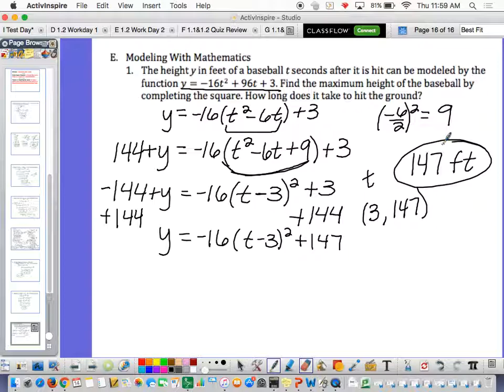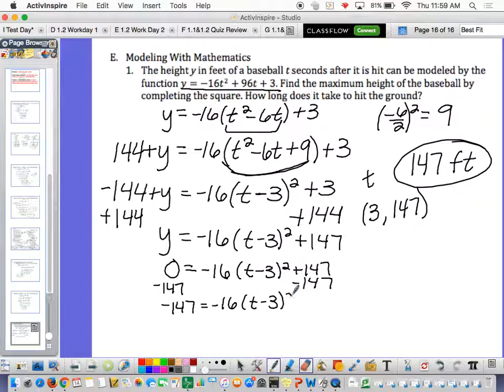Okay? The next part asks, how long does it take to hit the ground? Okay. Well, if we're hitting the ground, then our height is 0. Right? Okay, that's good to know. So if we just solved here, we could find that. Okay, so let's do that. Let's subtract 147, subtract 147. So you get negative 147 equals negative 16 times t minus 3 squared. If you divide both sides by a negative 16, you're probably going to get a decimal, and guys, it's okay. That's just round.